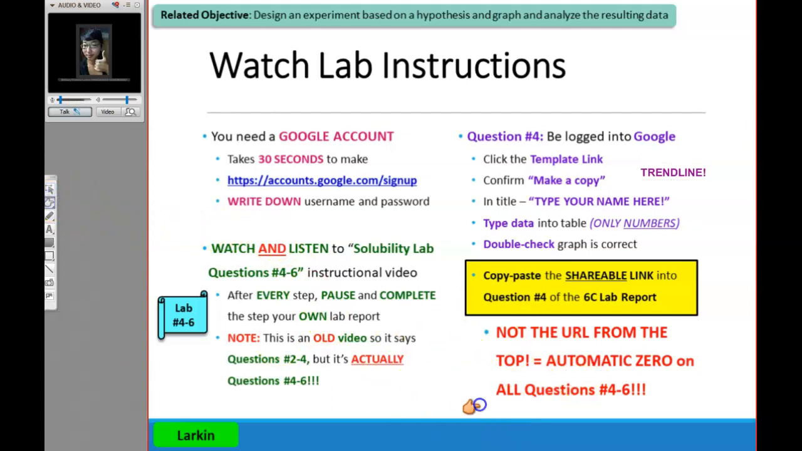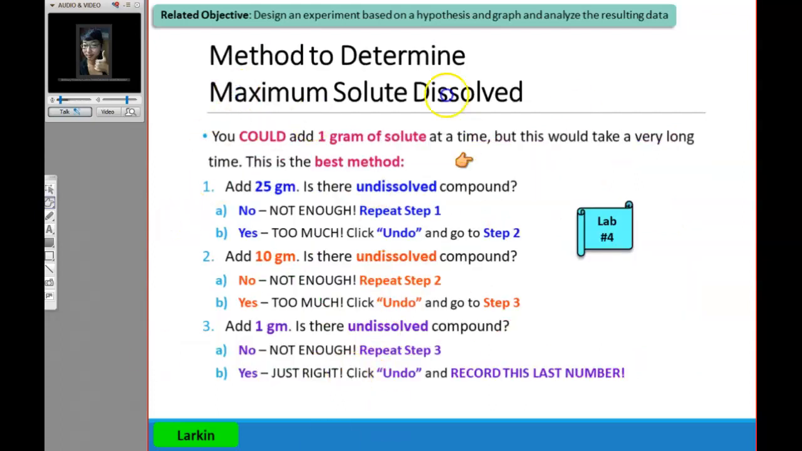And then make sure that you copy and paste your shareable link into question number 4. Do not use the URL from the top. That's an automatic 0 on 4 through 6. You have to give me the shareable link. And the instructions are in the video, the instructions are in the template, and the instructions are in the lab report. They're everywhere.